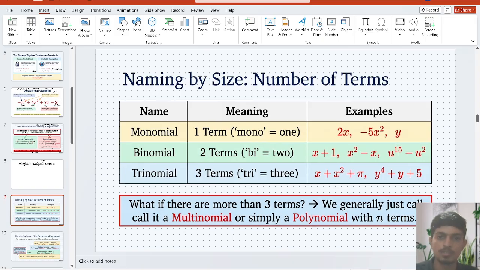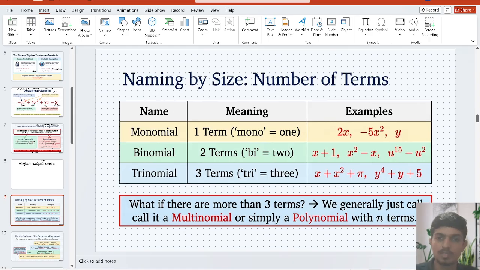Binomials mean two terms. Like x plus 1, a polynomial in x. x square minus x, a polynomial in x. u to the power 15 minus u square is a polynomial in u. And x plus 1, x square minus x, u to the power 15 minus u square are binomials.